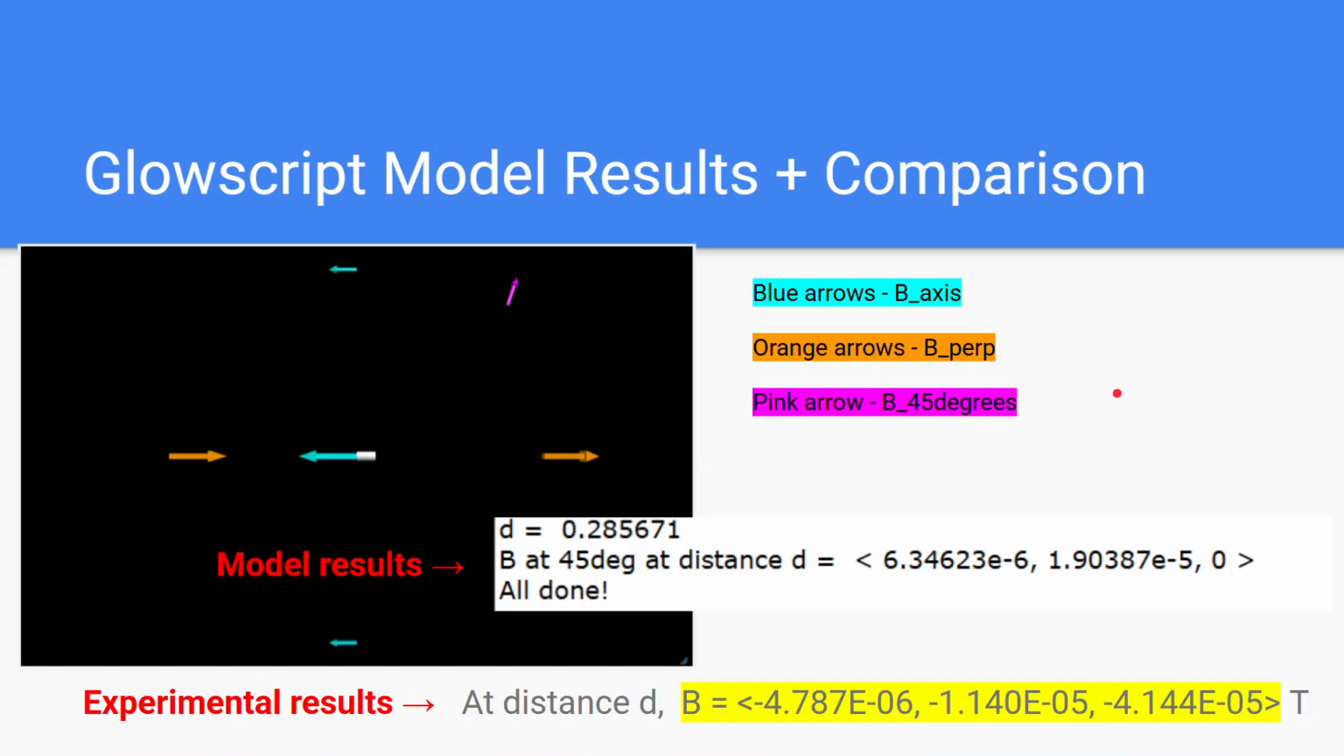And this is a look at the GlowScript model. The blue arrows are the B field on axis. The orange arrows are the perpendicular B field. And then at a distance of d equals 0.285 meters, our GlowScript model found a magnetic field similar to the experimental magnetic field, except a zero for the z component, which is different from our experimental results.